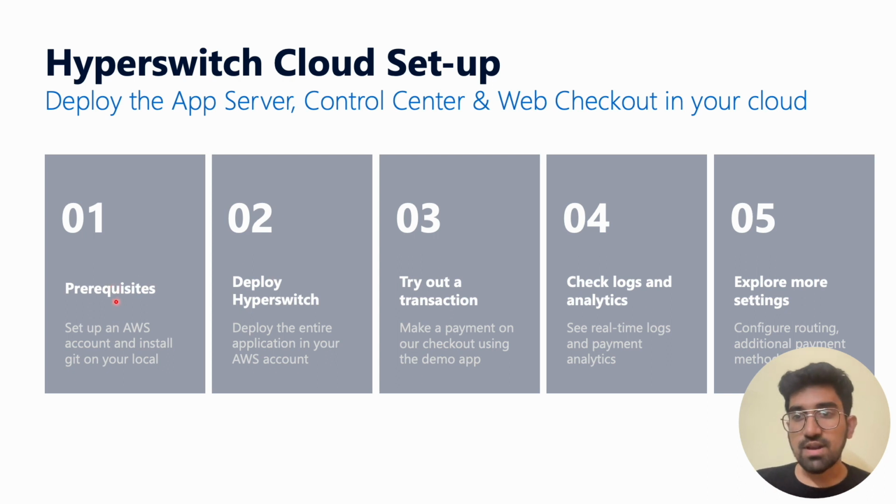So in this demo, we will cover the following 5 sections. First, we will cover a few prerequisites in order to proceed further with the deployment on your AWS account. Once we have the prerequisites, we will proceed further and deploy the 3 components of Hyperswitch with a single script. After the deployment is successful, we will make a test payment using the Hyperswitch demo app. Once the payment is successful, we will check out the logs and the analytics dashboards. Finally, we will go through the additional features in the control center, such as the routing configurations, enabling of additional payment methods, etc.